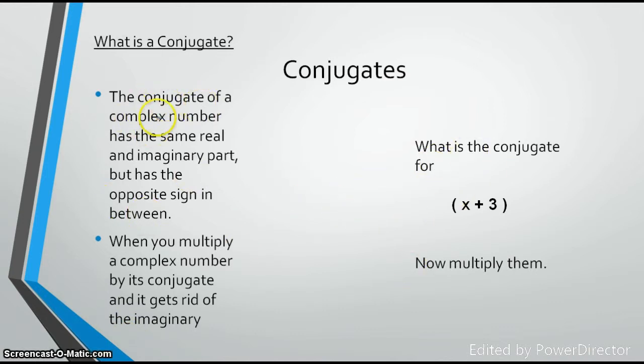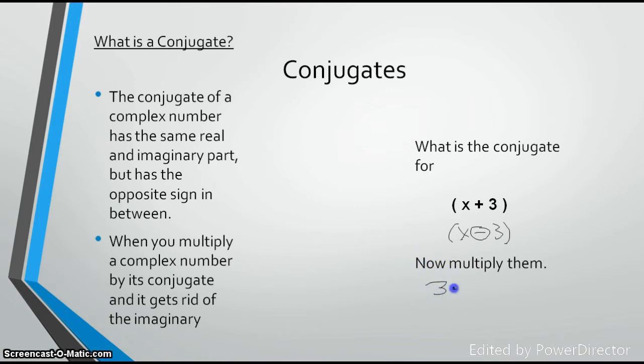Conjugates. What is a conjugate? The conjugate of a complex number has the same real and imaginary part, but has the opposite sign in between. So, what is the conjugate for x plus 3? It would be x minus 3. And when you multiply a complex number by its conjugate, it gets rid of the imaginary.